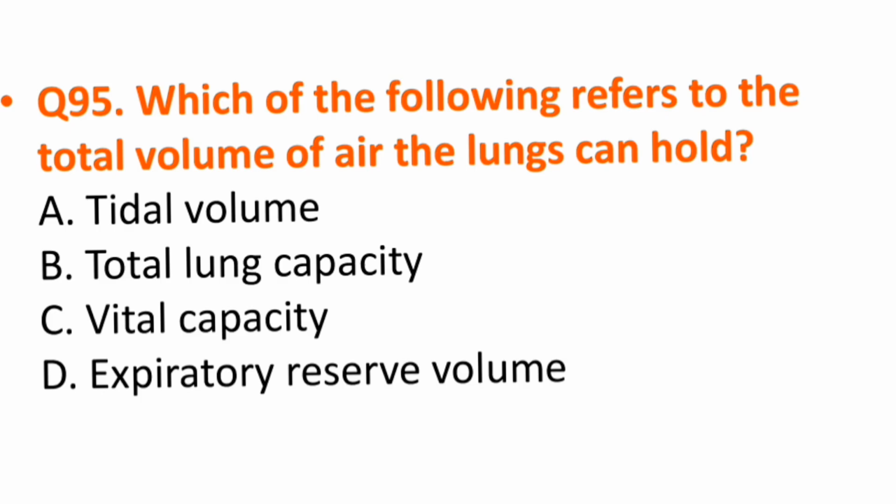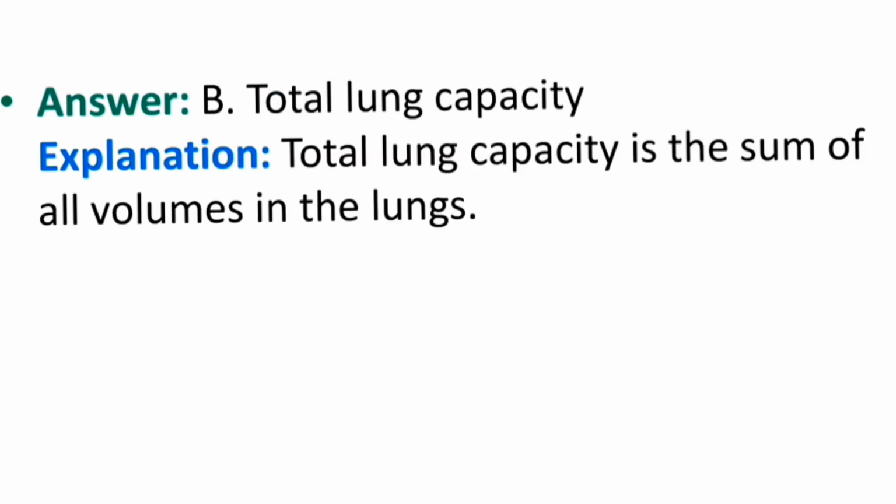Next question. Which of the following refers to total volume of air the lungs can hold? Option A tidal volume, option B total lung capacity, option C vital capacity, option D expiratory reserve volume. The correct answer is option B, total lung capacity. Total lung capacity is the sum of all volumes in the lungs.